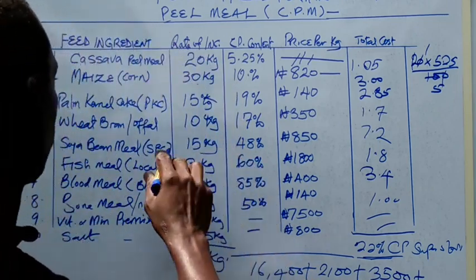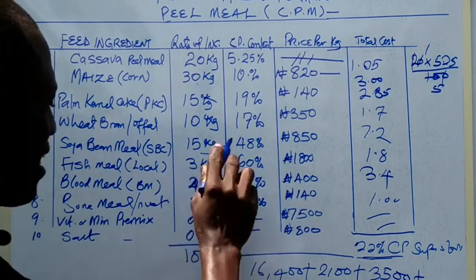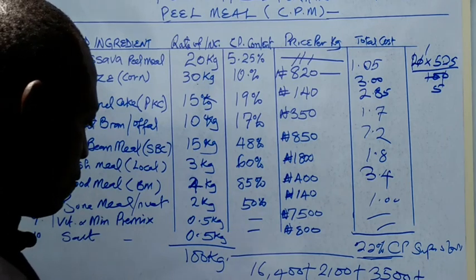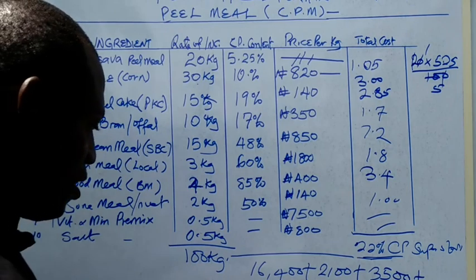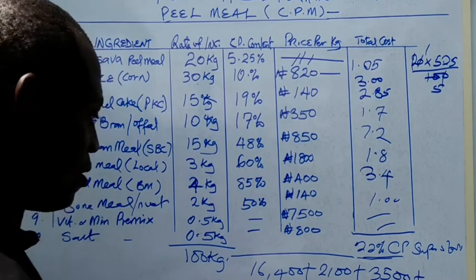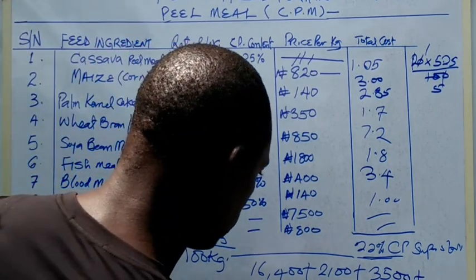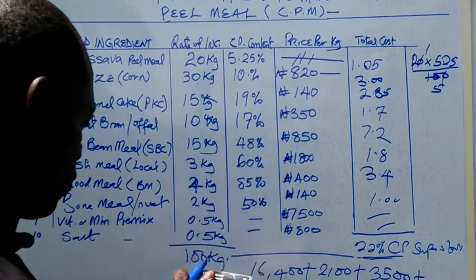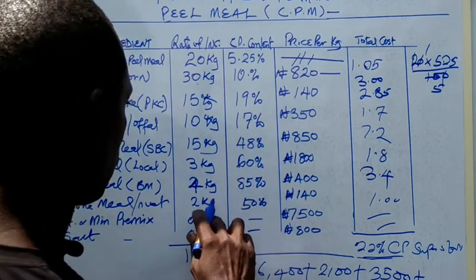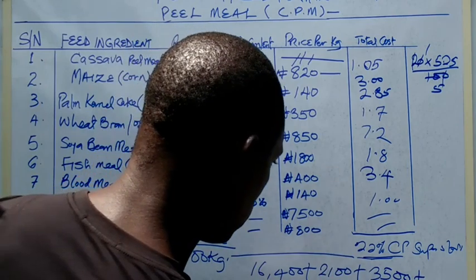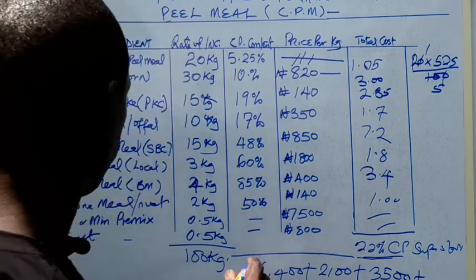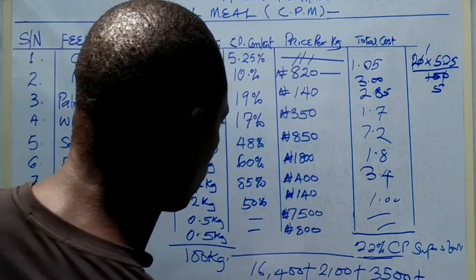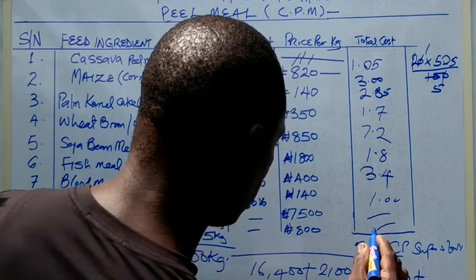Plus the next one is fish meal, 1,800 times 3, which is 5,400. Plus blood meal is 400. 400 times 4 will give us 1,600. Plus bone meal is 140. 140 times 2, that will give us 280 naira.